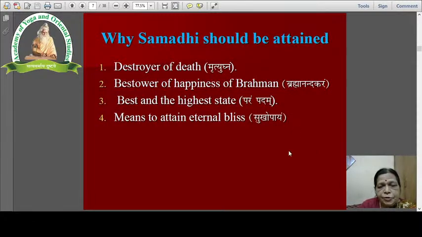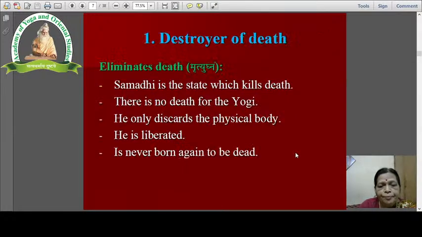Now, why should samadhi be attained? What are the specialties of samadhi? Why should one try for attaining samadhi? Samadhi is the destroyer of death, mrityughnam. It is a bestower of the happiness of Brahma, Brahmananda karam. It is the best and highest state, param padam. And it is the means to attain eternal bliss, sukhopayam. Let us elaborate these four points.